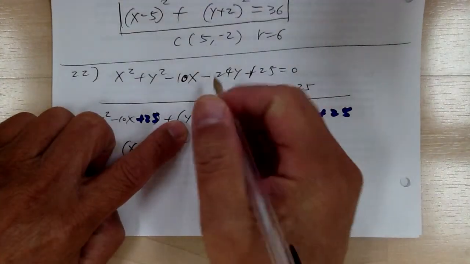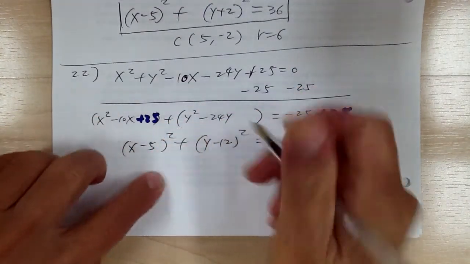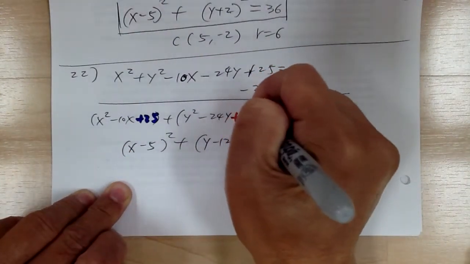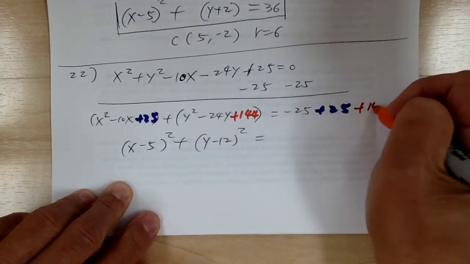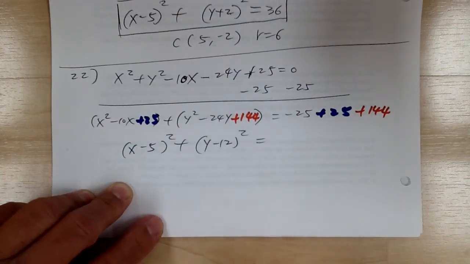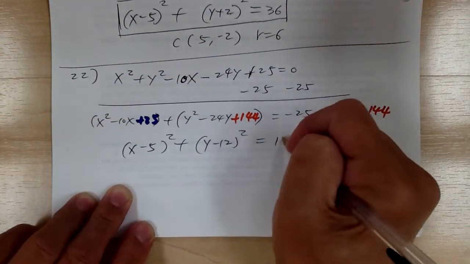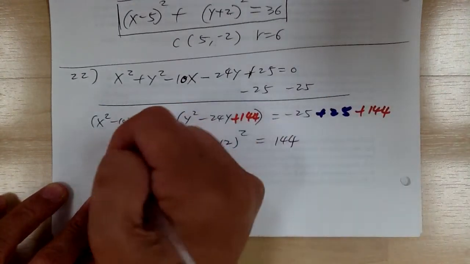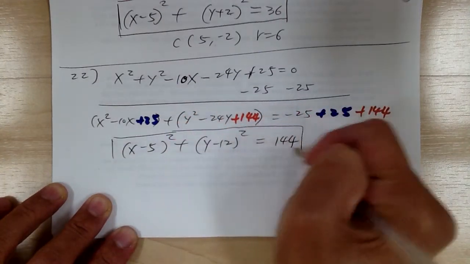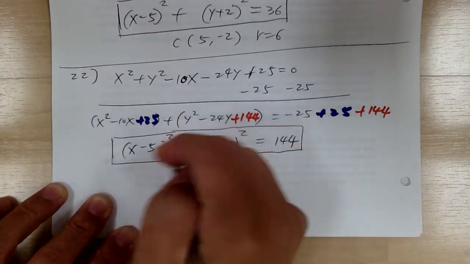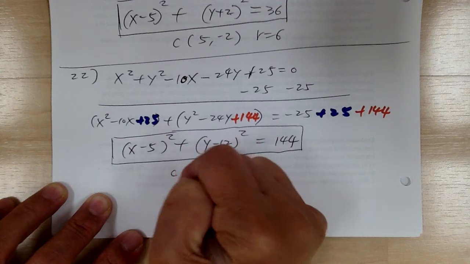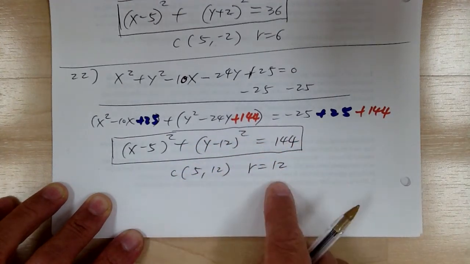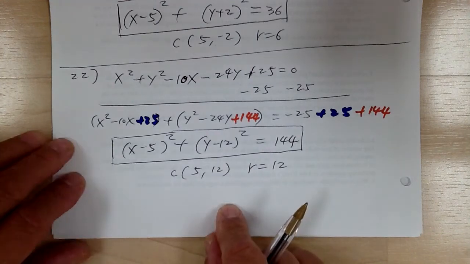Okay, so from here you get y. From here you get -12. So -12 squared will give you plus 144. So you need to plus 144. And so you end up with 144. Okay, and that is your equation for the circle. And so from here, the center is going to be at 5, 12, and a radius equal to 12. Right? And from there, you can go and sketch out your circle.